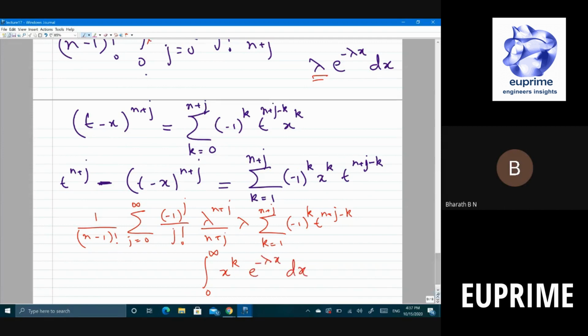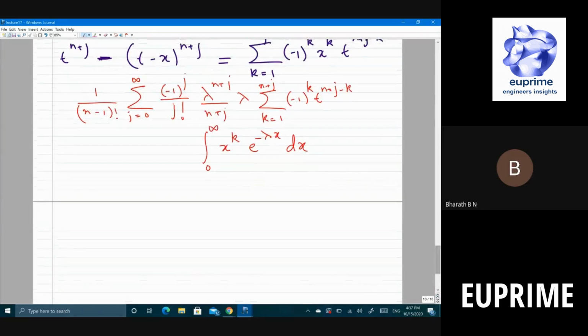Can you tell me the answer for this? You are done. What is the answer for this? See, lambda x, I can take it as s is equal to lambda x. Whenever I put 0, I get 0, infinity, infinity, nothing changes. So x would be s by lambda. So there will be 1 by lambda power k. That is one thing. And dx will be ds by lambda. So this is the answer.